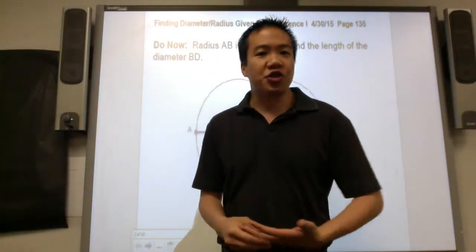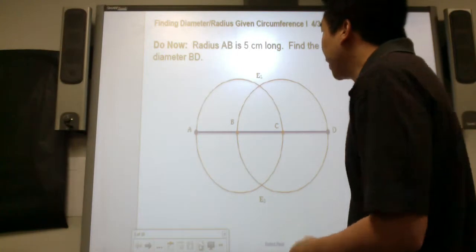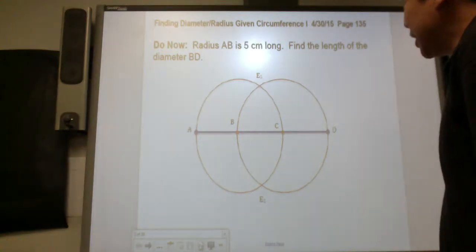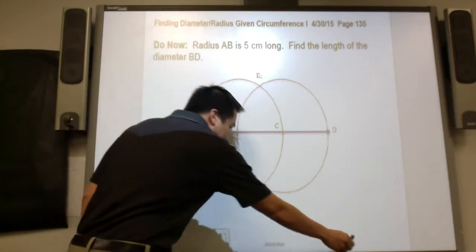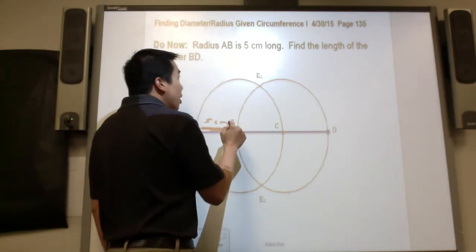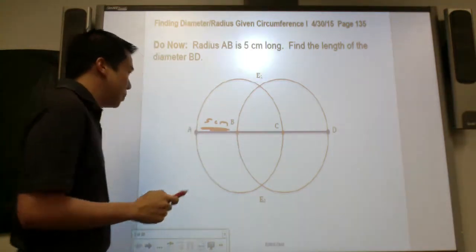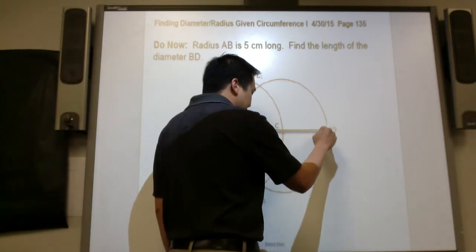Continue our lesson over circumference, diameter, and radius. Let's go over our do now. Radius AB is 5 centimeters long. That's from here to here, 5 centimeters. Find the length of the diameter BD. They want us to find the length from here to here.